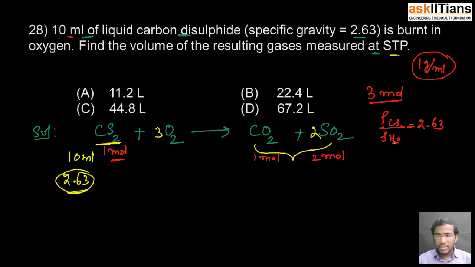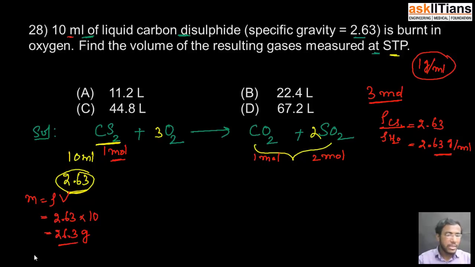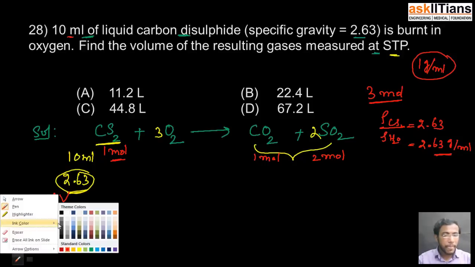So bring this density of water to this side, which is 1. If you multiply it, you will get 2.63. So 2.63 gram per ml is the density of carbon disulfide. Okay, so you know density, you know volume, you can calculate the mass, right? Mass equals density into volume. So density is 2.63 gram per ml into volume in ml, that is 10. So this is 26.3 grams. 26.3 grams of CS2 you have taken.